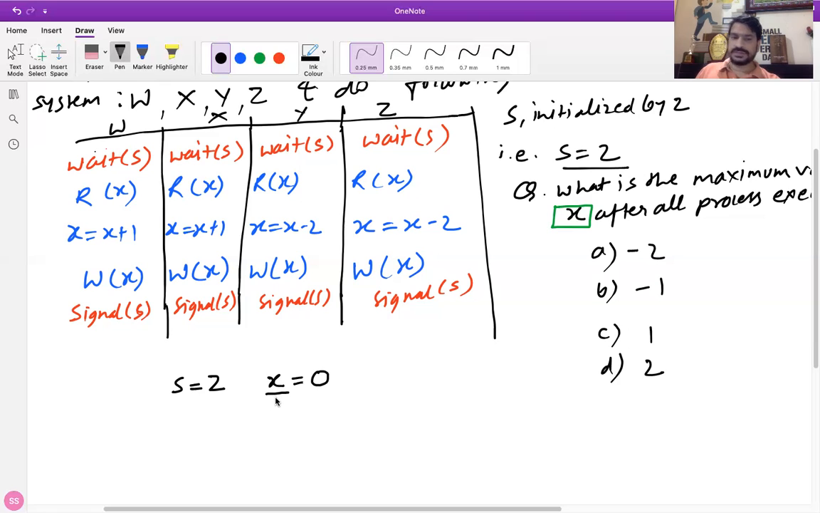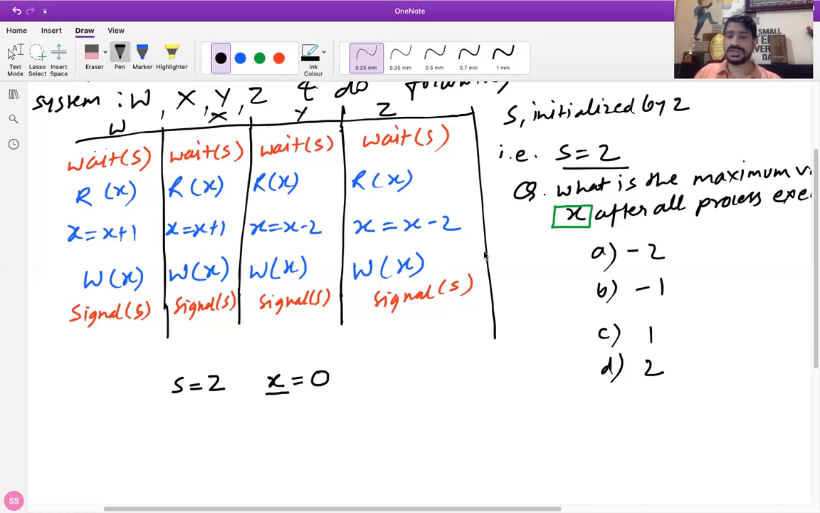Now, how is it possible? It is possible if you see the processes. We have one process which is incrementing the value of X by 1. We have another process which will do the same. But we have 2 more processes which are decrementing the value of X. So can we do something so that Y and Z do not execute? Only W and X will execute. In that case, Y and Z will not be allowed to execute.